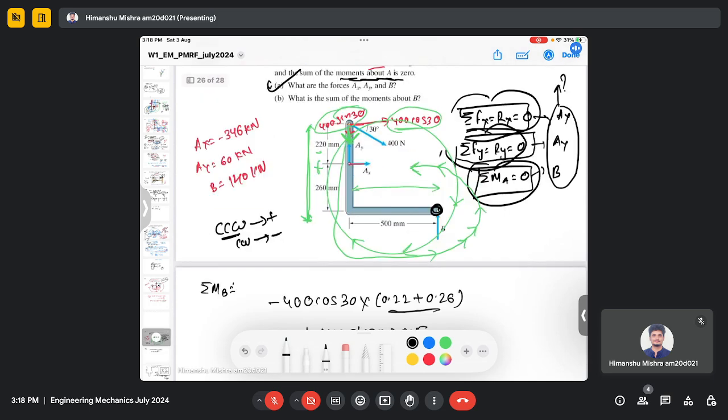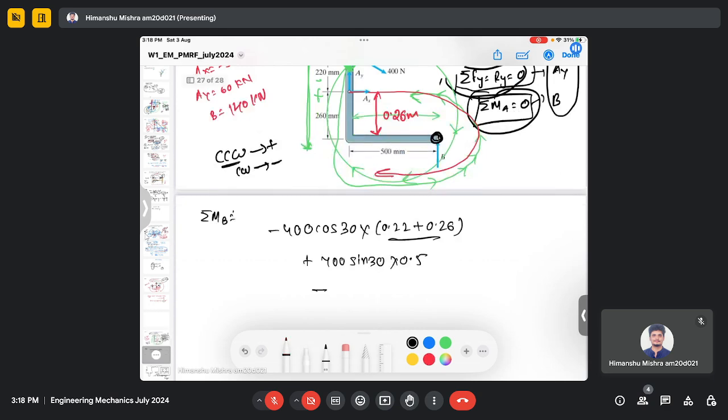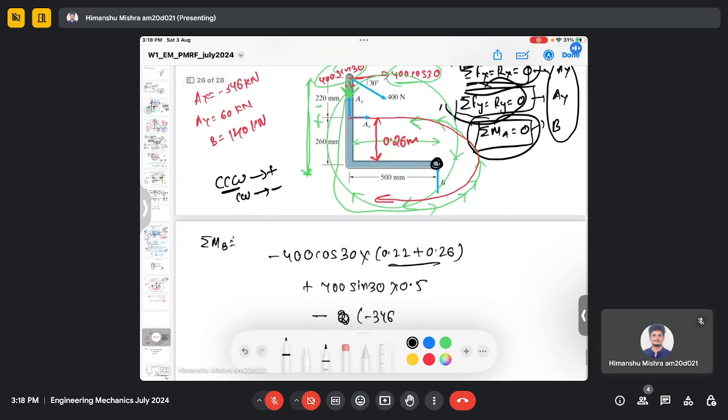Then there are AX and AY, both will create a moment around point B. So this AX will rotate it in a clockwise direction around point B, and this is the perpendicular distance, which is 0.26 meter. Minus AX, which was minus 346, multiplied by 0.26.